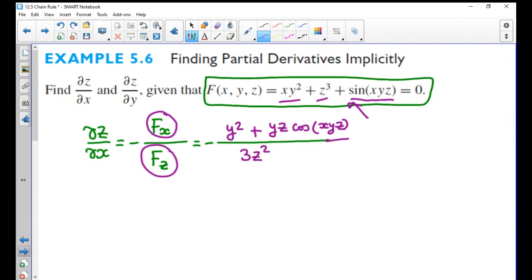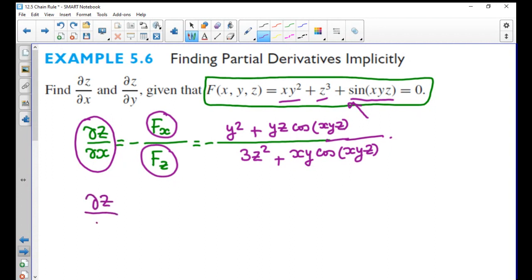Plus, what do you think? Yeah, xy cosine xyz. That's it. So that's the derivative of z with respect to x. Although we don't know what the function z is, we know its derivative will be this one.